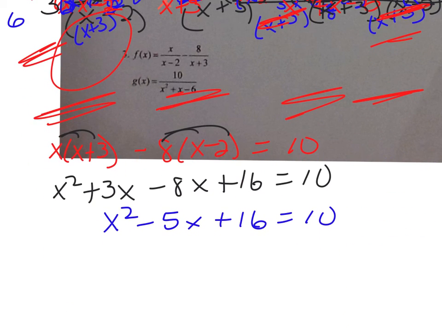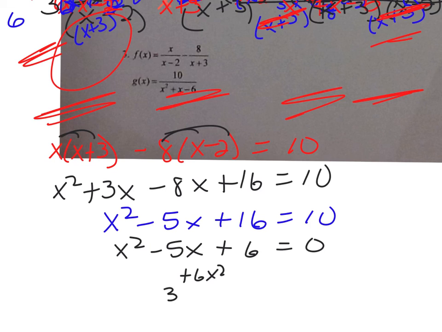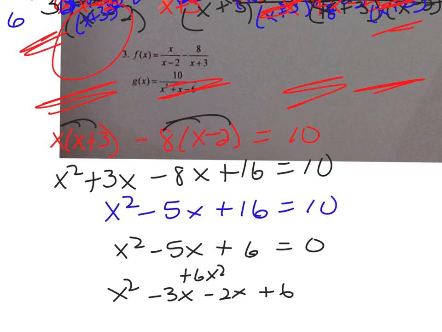Okay, so let's subtract 10 from both sides. So I get x squared minus 5x plus 6 equals 0. And now let's factor. So we'll do the master product. So I get positive 6x squared. What multiplies to 6 adds to 5? That would be 3x and 2x. And they're both negatives, so get negative 5. And now we will factor by grouping.